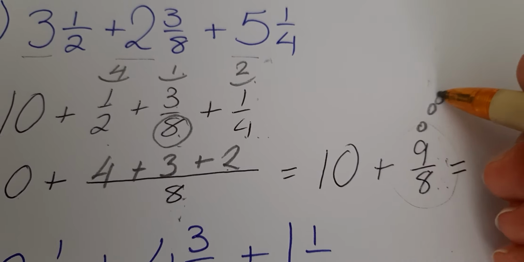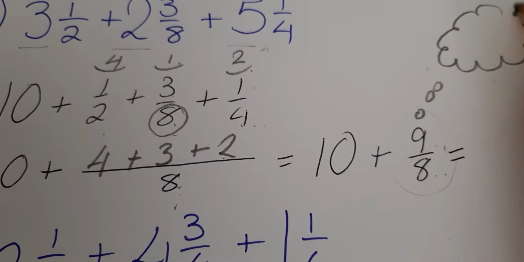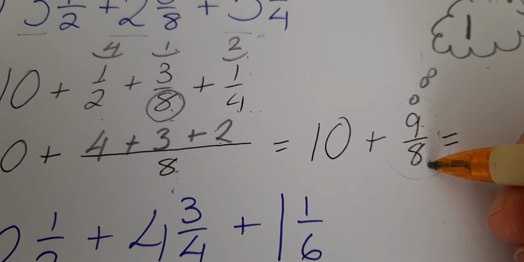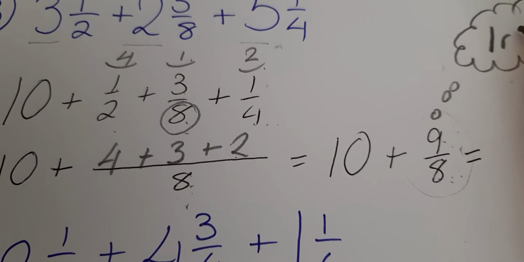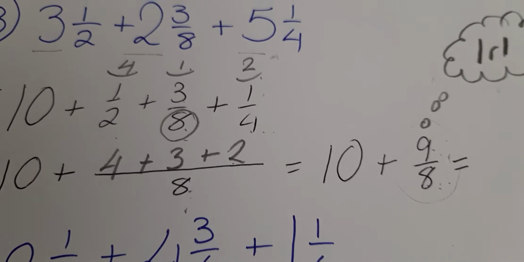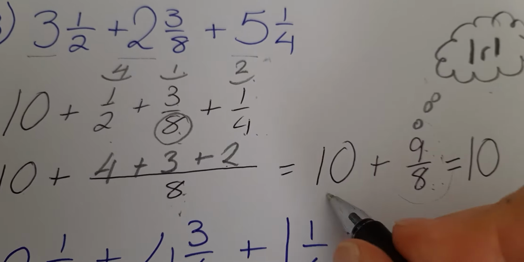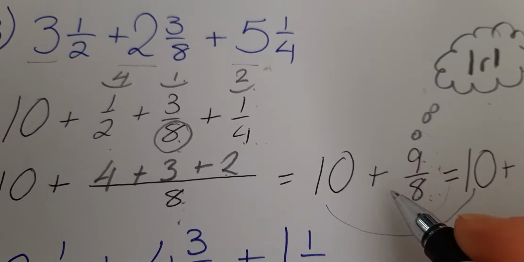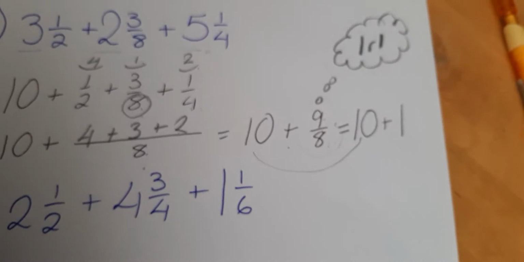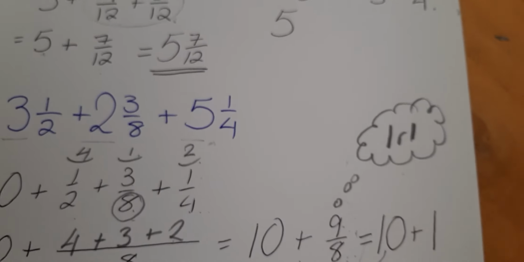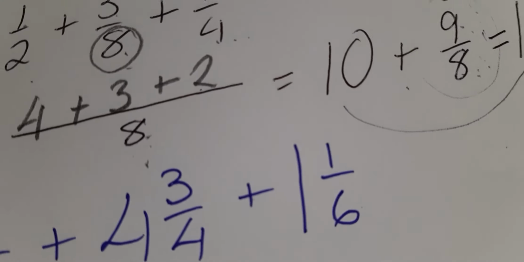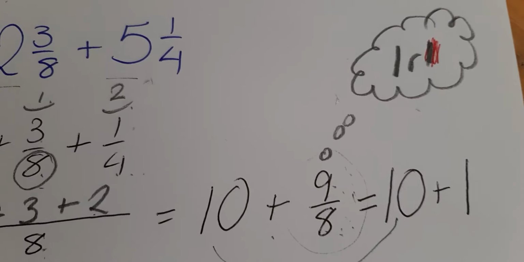Let's think. 8 goes into 9 once, or 9 divided by 8 is 1, remainder 1. Yes? So if I convert that into a mixed number, this is my 10, plus, it goes once, and my remainder 1 is going to go on the top.